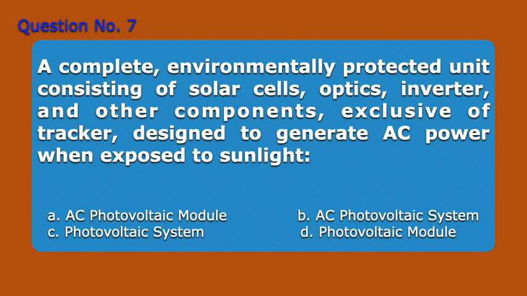Question number 7. A complete, environmentally protected unit, consisting of solar cells, optics, inverter, and other components, exclusive of tracker, designed to generate AC power when exposed to sunlight. A. AC photovoltaic module. B. AC photovoltaic system. C. Photovoltaic system. D. Photovoltaic module. Answer: A. AC photovoltaic module.